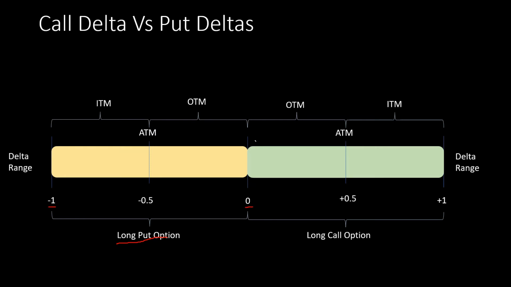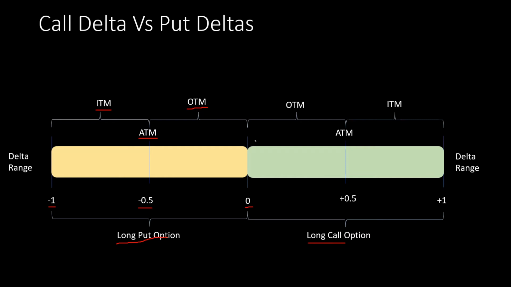The at the money put option has a delta of -0.5. That means for every 1 rupee drop in the underlying, the put option premium increases by 50 paisa. The inverse is true as well. So for every 1 rupee increase in the underlying, the put option price decreases by 50 paisa. The delta of in the money put option ranges from -1 to -0.5, and delta of out of the money put option ranges from -0.5 to 0.